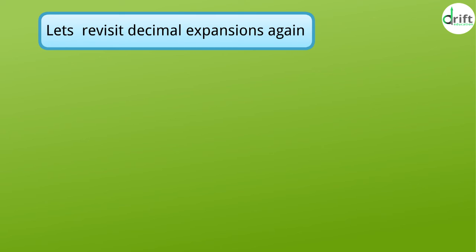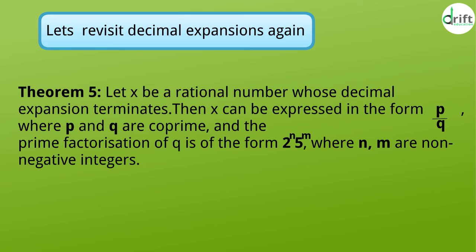Let's visit decimal expansion again. Our fifth theorem says: let x be a rational number whose decimal expansion terminates. Then x can be expressed in the form p by q, where p and q are co-prime and the prime factorization of q is in the form 2 to the power n into 5 to the power m, where n and m are non-negative integers.